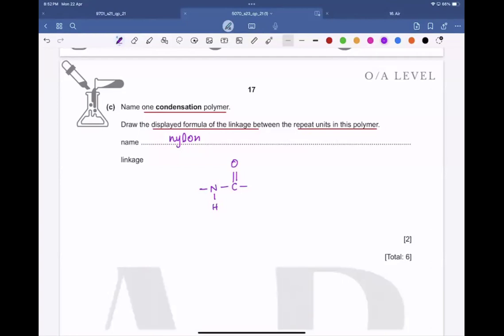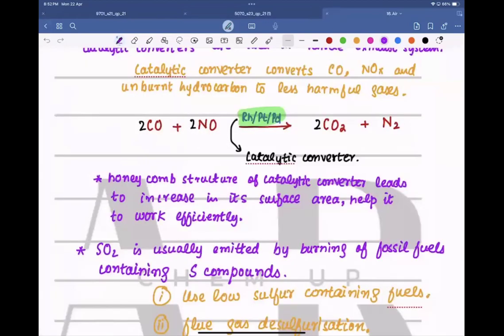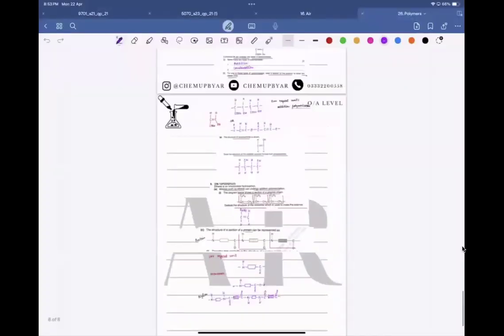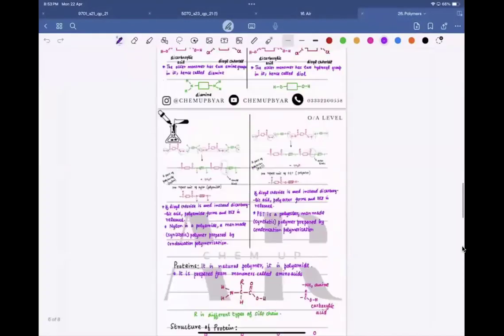No, it's not nylon only. For example, we studied nylon, we studied polyester, PET, and we studied protein as a condensation polymer, right? Okay, let me show you guys. If you go through the notes, you can understand. I've shared it in the past paper WhatsApp group.